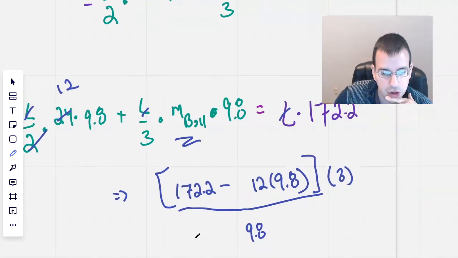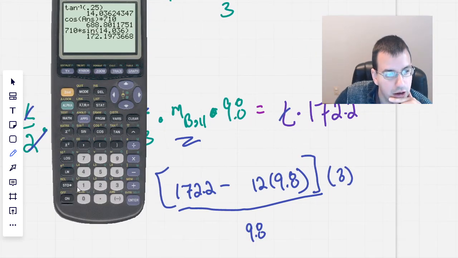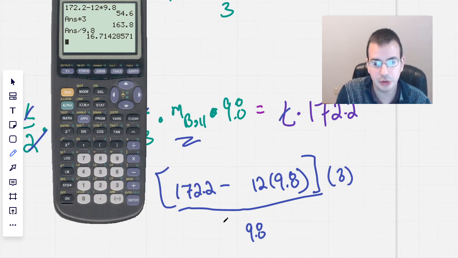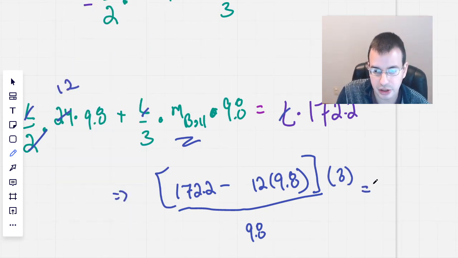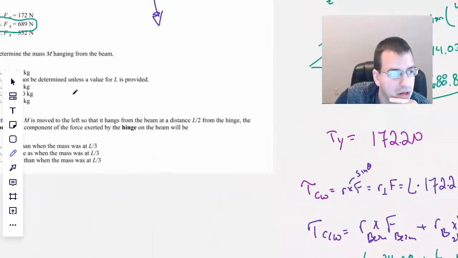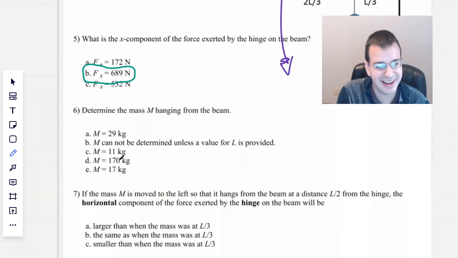There we go. We're going to go to the calculator. On. Clear. 172.2 minus 12 times 9.8. Pretty sure that gives us a positive number. Excellent. Times 3 divided by 9.8 equals 16.71. Now we measured in kilograms, so 16.71 is that.